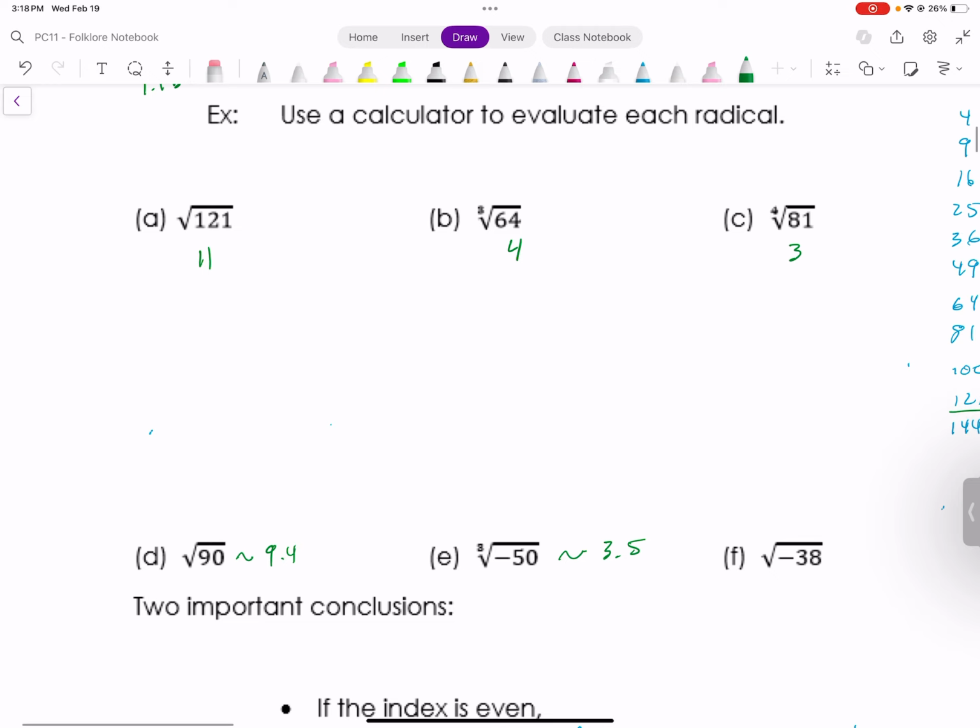Now, the square root of negative 38. If I do that, you'll get an error in your calculator, simply because it does not exist, not in the real number plane anyways. The reason for that is because the square root is essentially which two numbers multiply to that radicand. And that radicand is negative 38. There's no two numbers that multiply to a negative. So the square root of negative 38 does not exist.